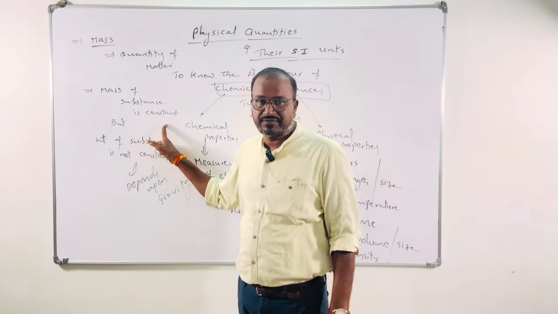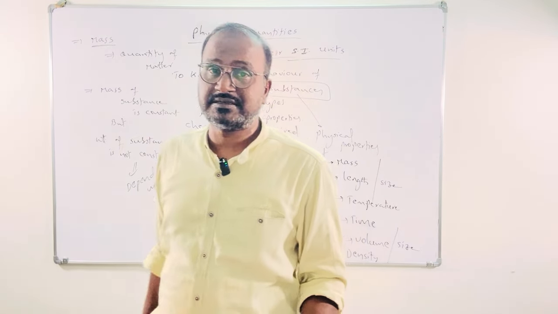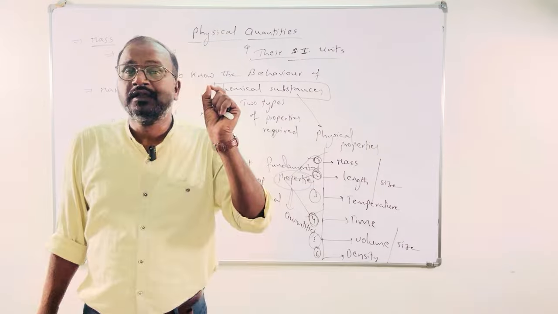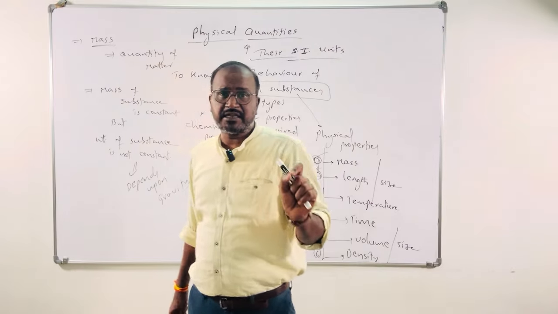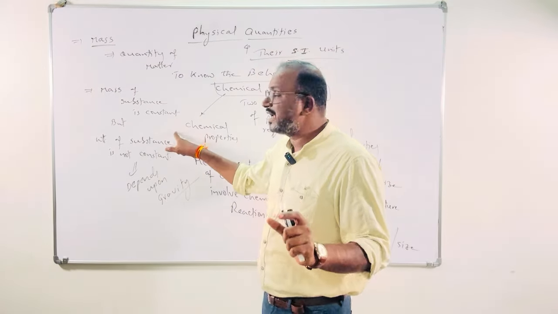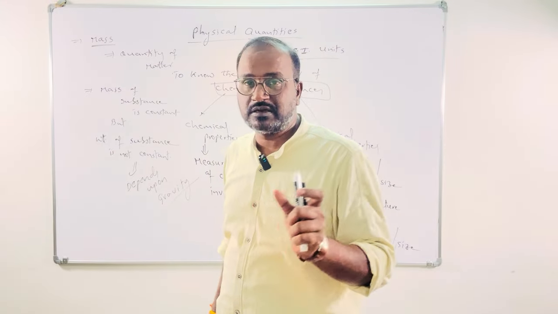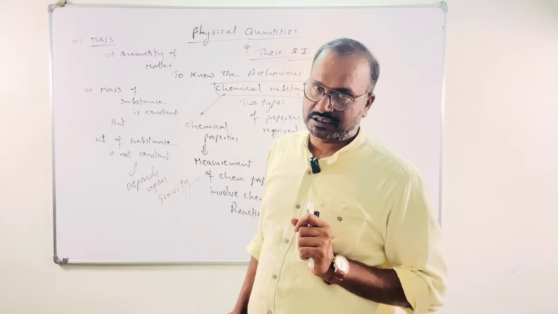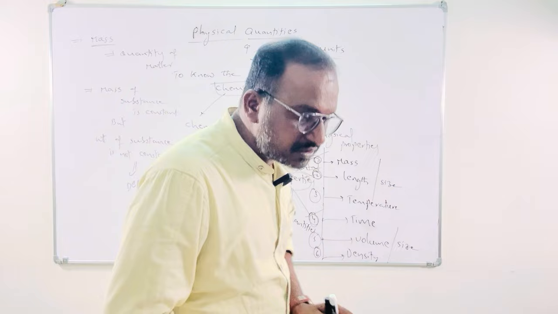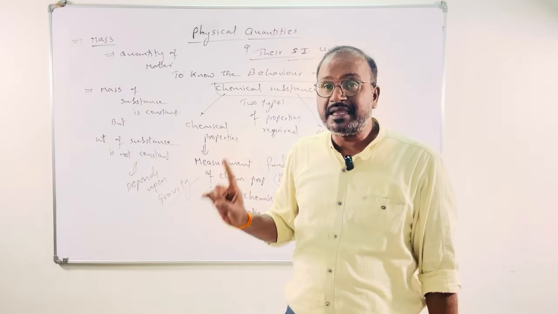So mass is constant for the substance, but weight is not constant for the substance. Mass is constant, but weight is not constant. Mass does not depend on the gravity. It only describes the quantity of matter, whereas the weight depends on the gravity. So, depending upon the gravitational force, the weight will be changed. So, that is one of the fundamental physical properties we must know to understand the basics in chemistry.